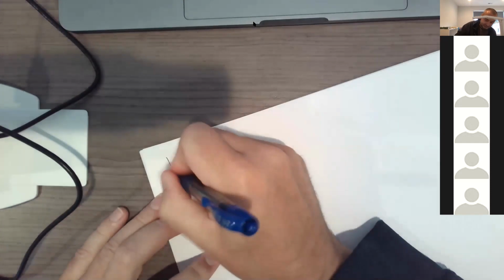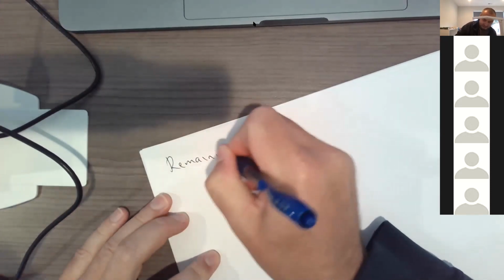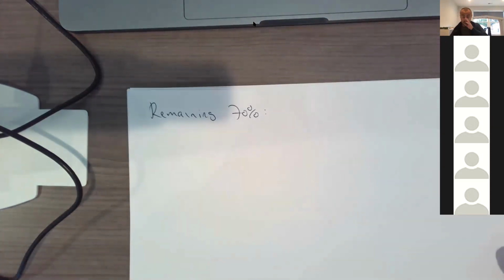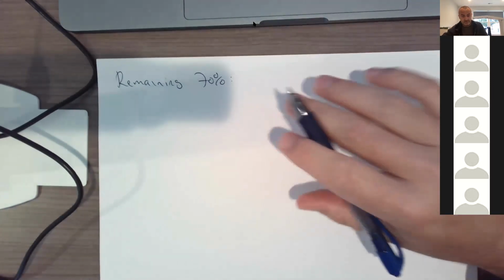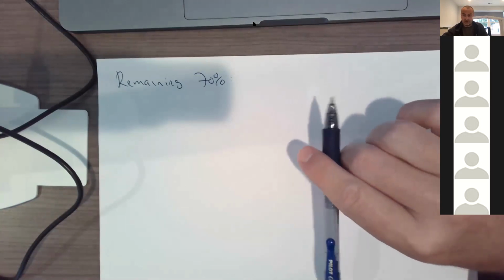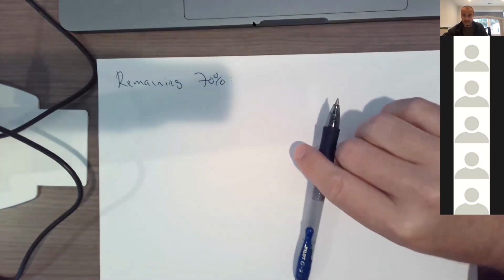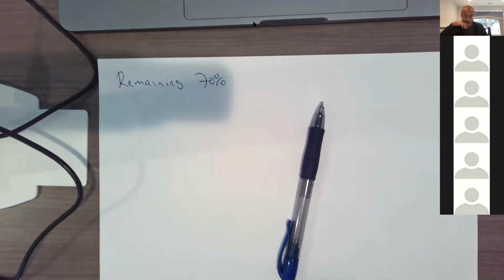Let me start by saying that in all the other years that I've taught this, the remaining 70% has been dealt with by giving out in-class written tests. Instead of having class, we would have an exam. There'd be an exam midway, and then exams at the end of the course. And this is just not possible with Zoom anymore.